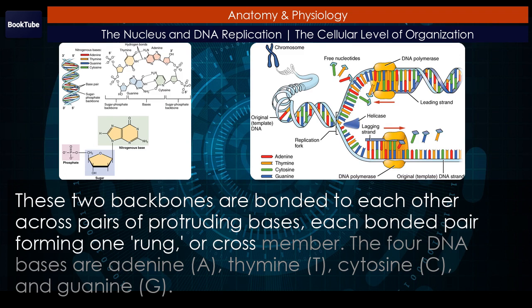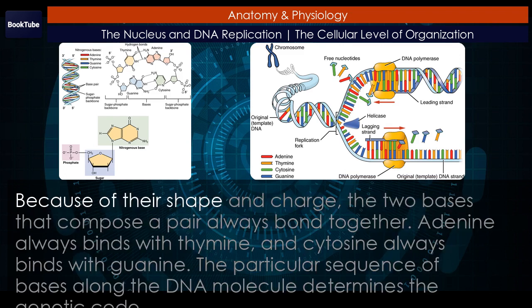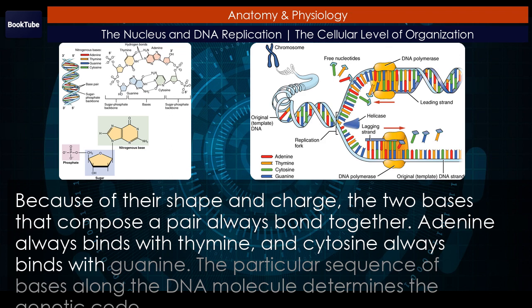The four DNA bases are adenine (A), thymine (T), cytosine (C), and guanine (G). Because of their shape and charge, the two bases that compose a pair always bond together. Adenine always binds with thymine, and cytosine always binds with guanine. The particular sequence of bases along the DNA molecule determines the genetic code.